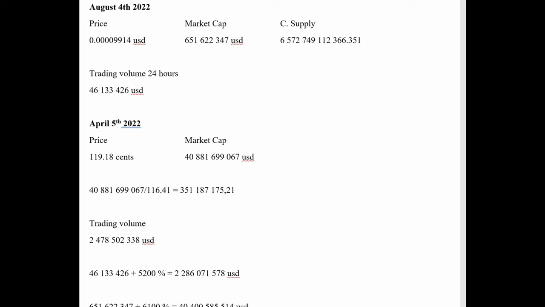Now, how do we get a price at this time? Well, we really can't. We can only guess what the price would be at this point, since we do not know what the total supply would be.